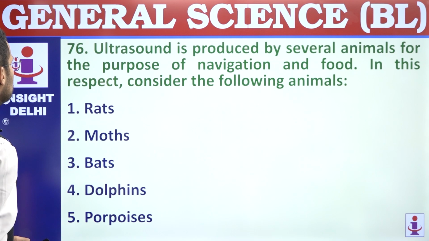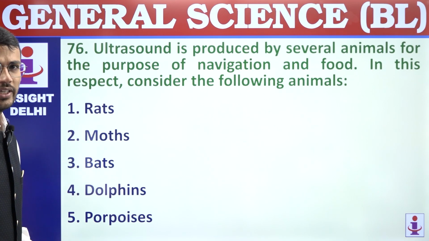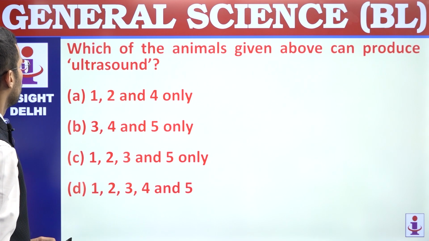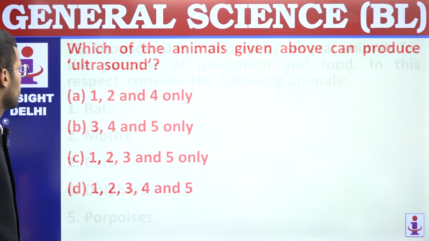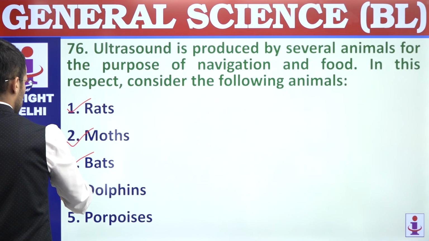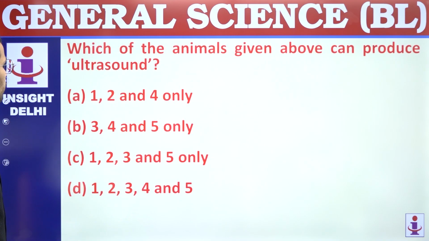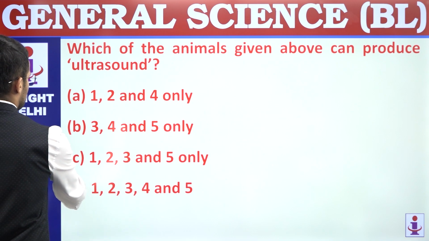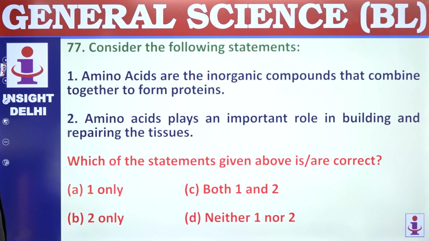Next, 76. Ultrasound is produced by several animals for the purpose of navigation and food. In this respect, consider the following animals. Which of the animals given above can produce ultrasound? So it can be produced by rats, moths, bats, dolphins and porpoises as well, right? So all of them can produce ultrasound. So question number 76, answer is D.